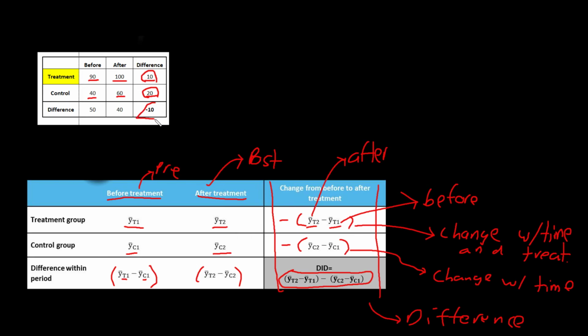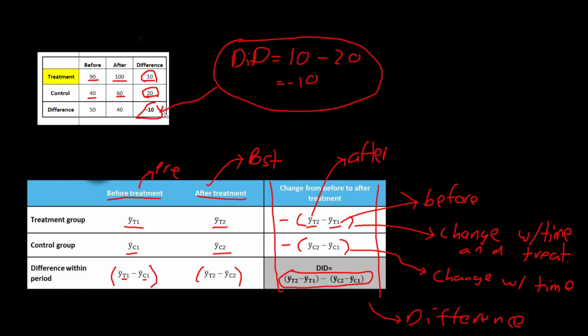So here we calculated this. Let's refer back to the general one. The difference in time and treatment for the treatment group is 10. So DiD is 10 minus the difference in time for the control group, 20, equals minus 10. What we see here. Okay. So that's the size of the policy impact. The policy impact actually leads to a negative outcome variable for the treatment group here.